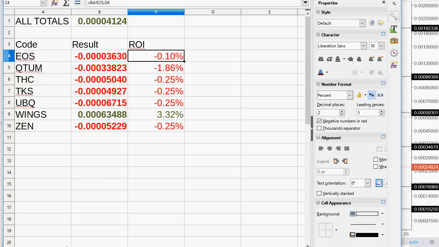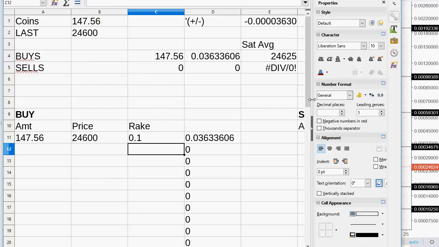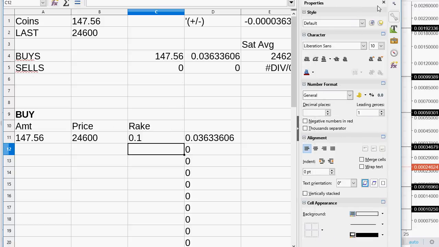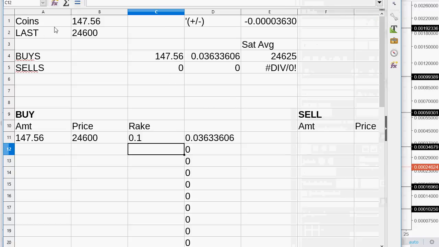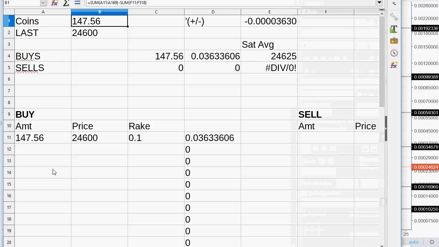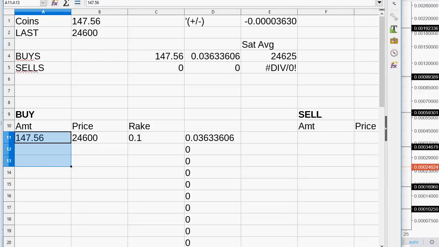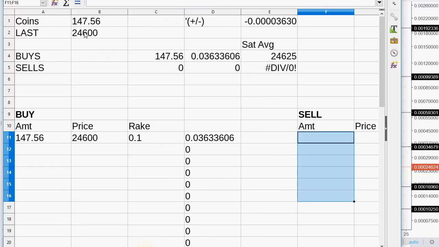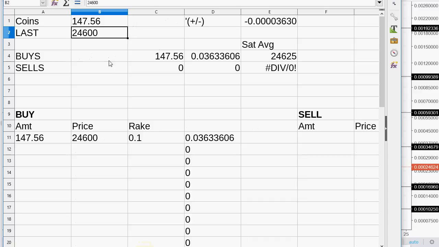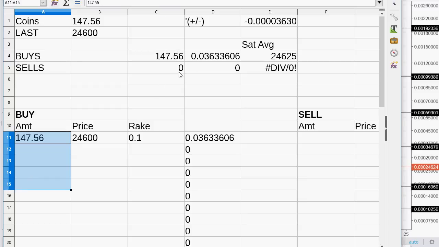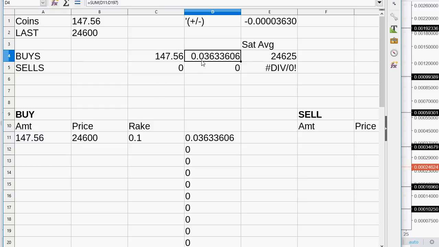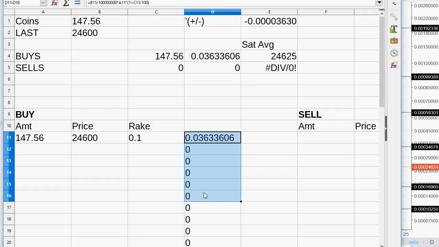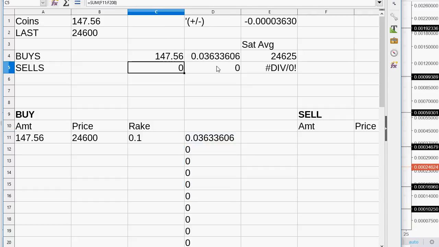Now how this spreadsheet works with each one of these. On top is the coins, which is the sum of the buys, subtract the sum of the sells. The last price is something that you put in manually so that it can calculate what the portfolio value is. The buys, the net sum of this. The cost of the buys, which is the net sum of the buys in here. And then the same thing with the sells, done the same way.